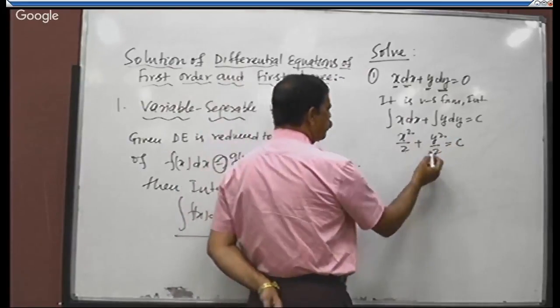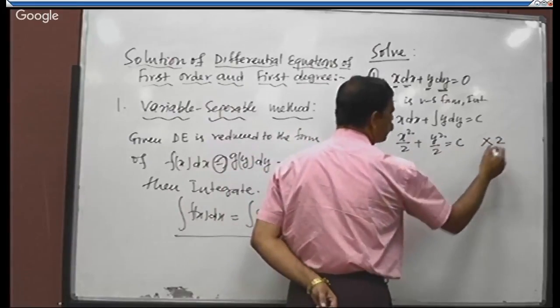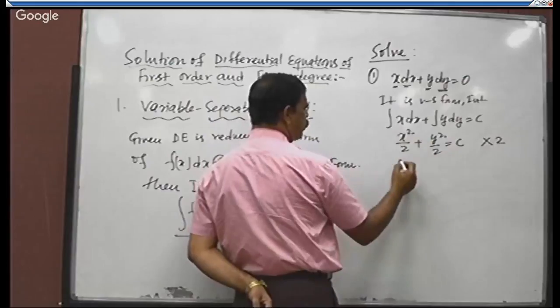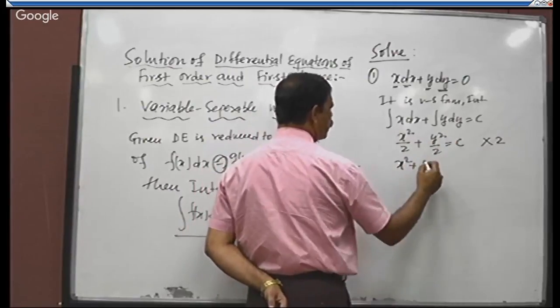So we have 2 at both the denominators. I can multiply with 2. If I multiply this with 2, I will get only x square. If I multiply this with 2, I will get y square.